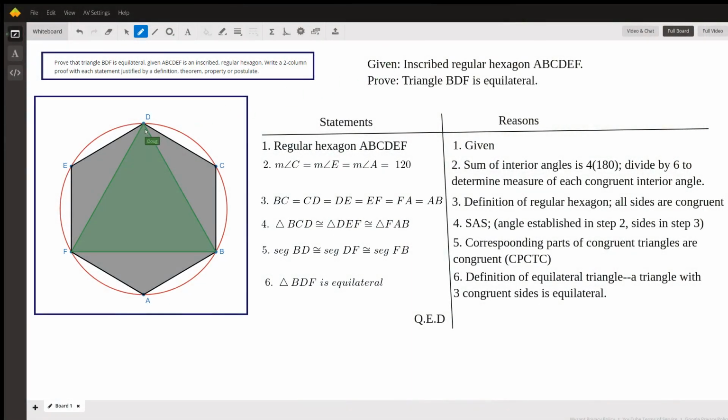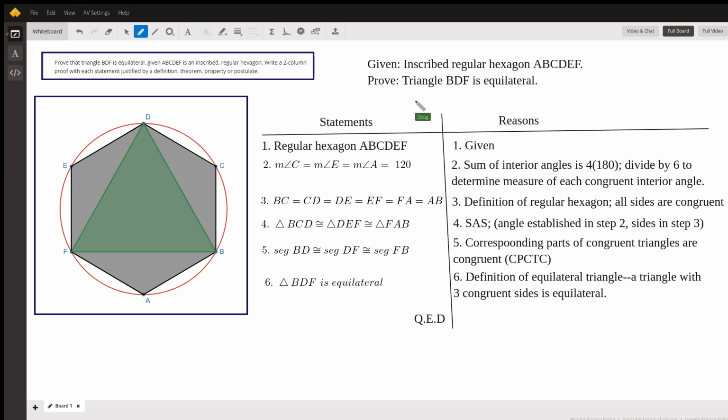Okay, you've got regular hexagon ABCDEF inscribed in circle Q. I didn't show the Q as the center of the circle. And you want to prove that triangle BDF is equilateral. Several ways to do the proof.